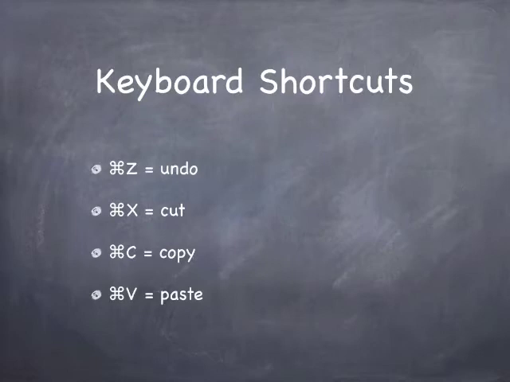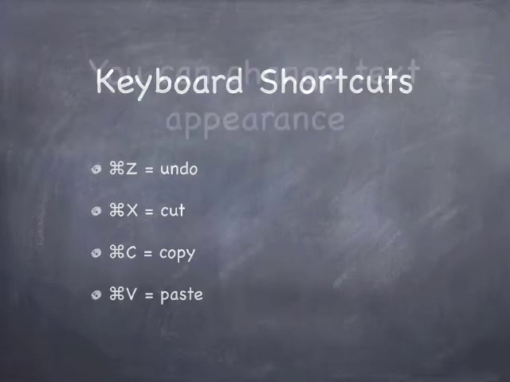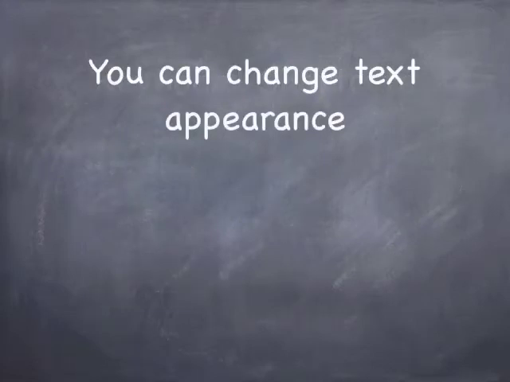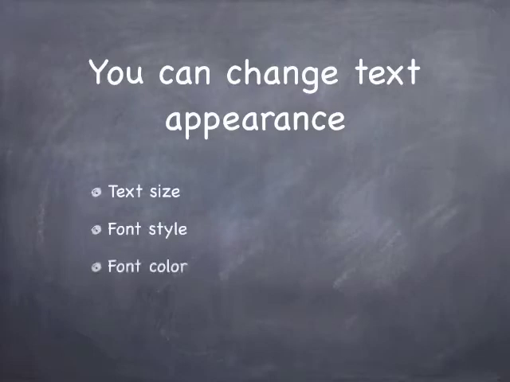Command Z is the lowermost letter on the keyboard, the lower leftmost. Next to it is X. Next to that is C. Next to that is V. So if we're undoing, cutting, copying and pasting, it helps to have those four letters right next to each other so the hand doesn't have to move around as much. When you've selected text in a word processor, you can change its text size, the font style, and the font color.